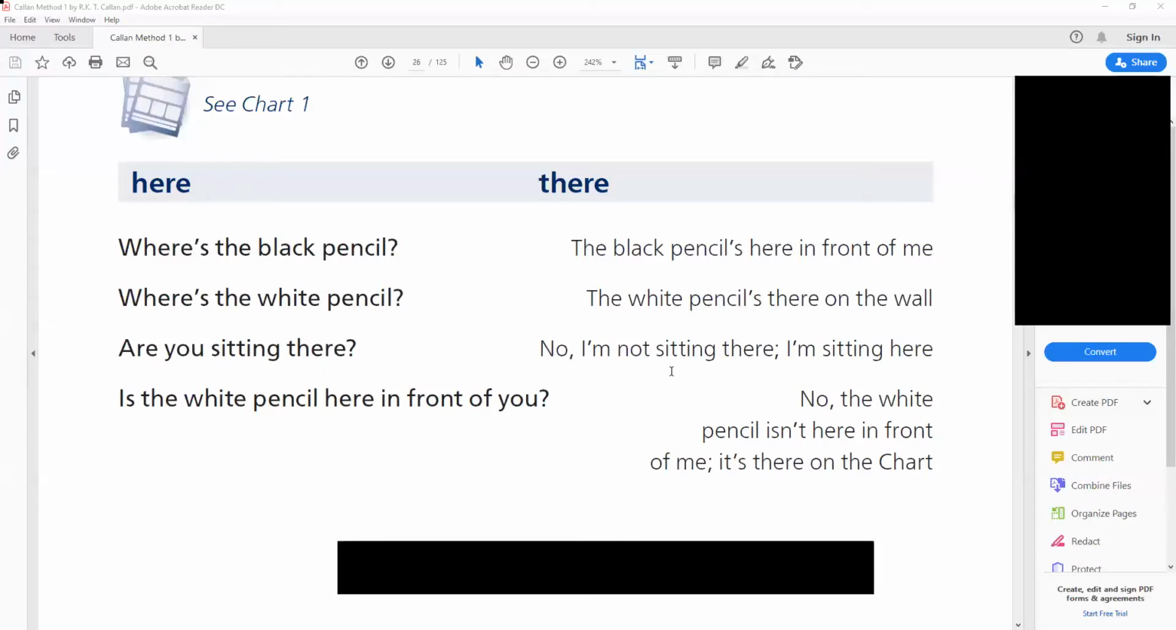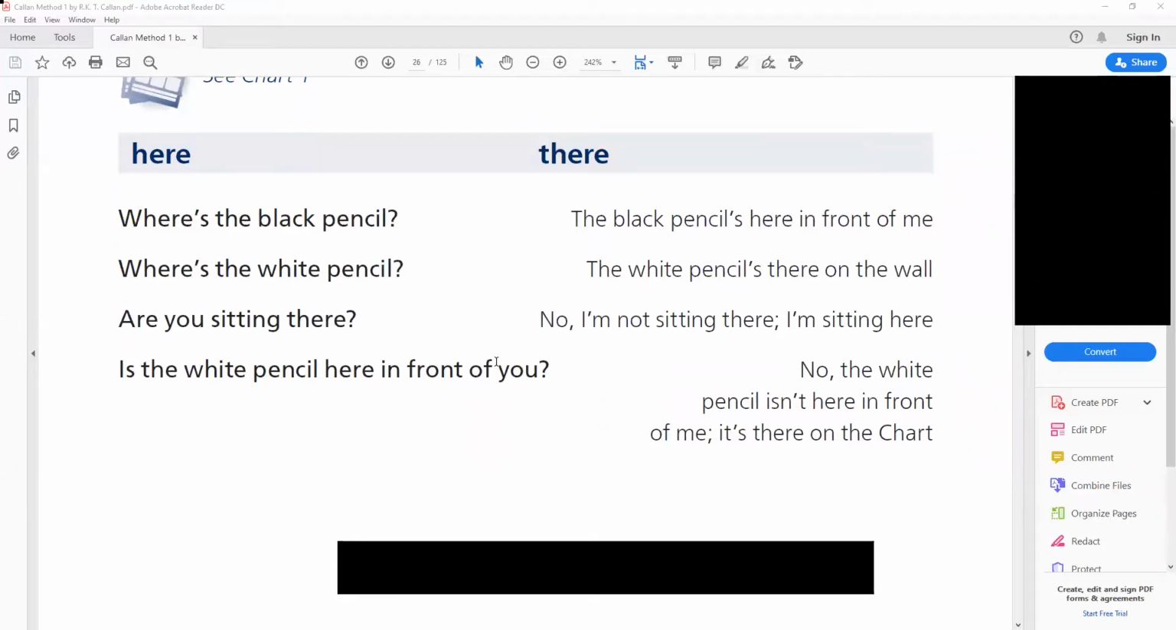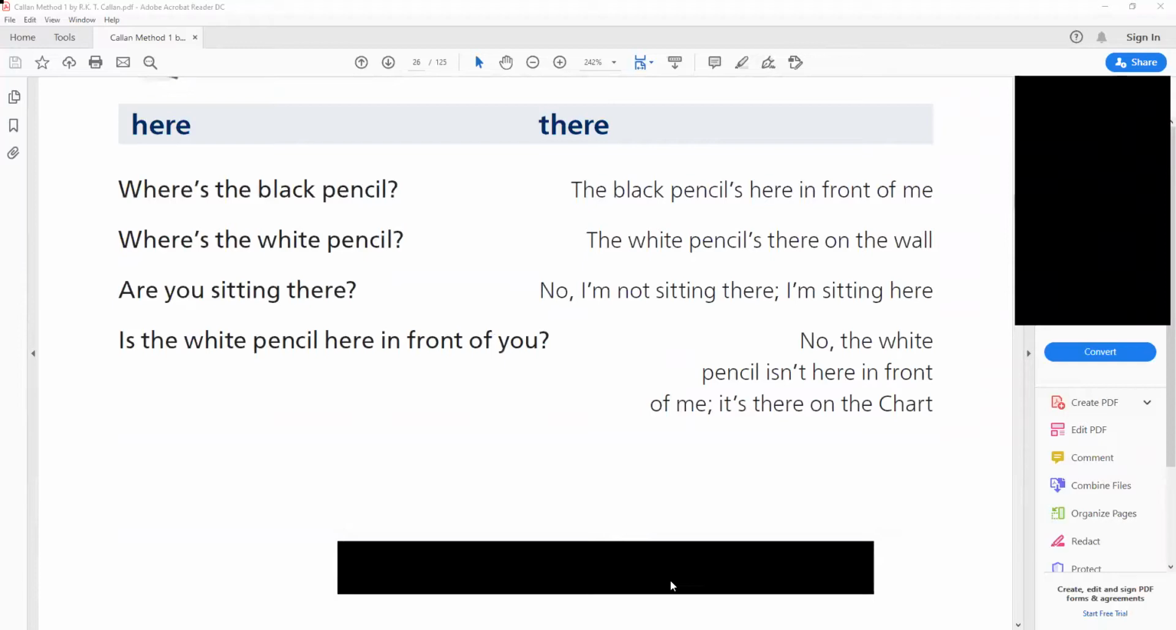Where's the table? Okay, black pencil. Okay. Help me, Clay. Mrs. Ramirez. Y Mr. Ramirez, yeah. Okay. So here and there. Here, there. Okay.